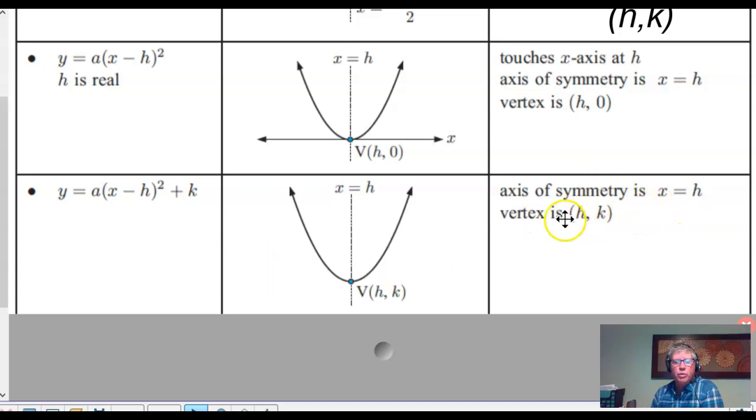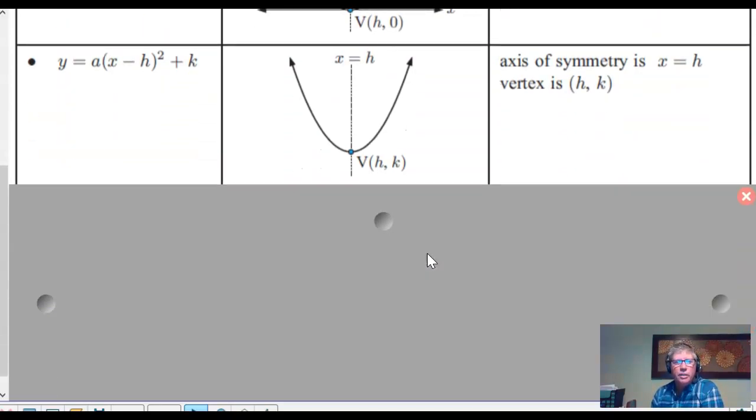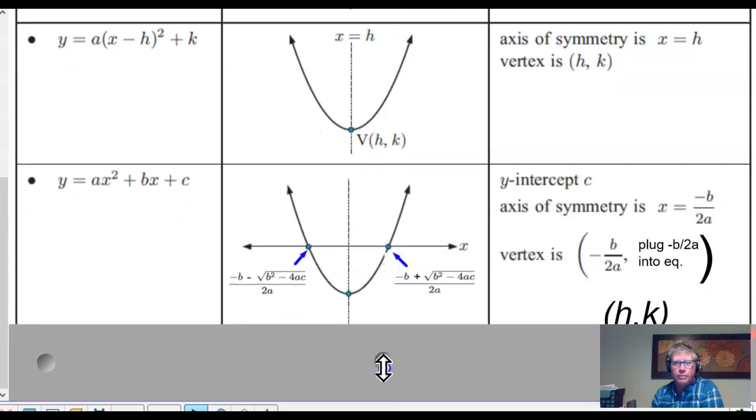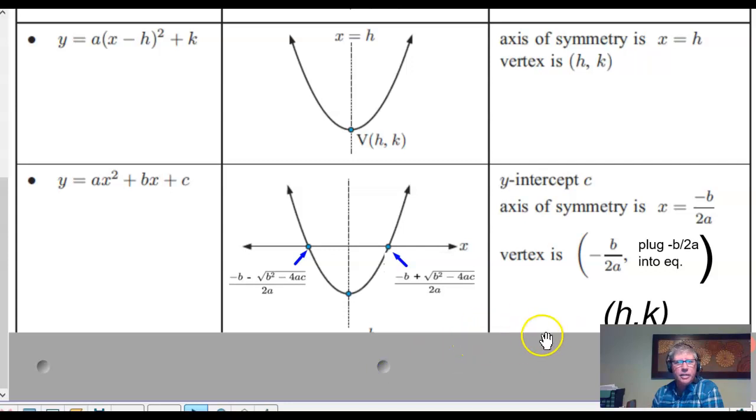Hey, some cool stuff here. I wish I would have written in: A is positive, opens up. A is negative, opens down. Finally, the last one is our good old regular form. And believe it or not, this gives up a ton of information.